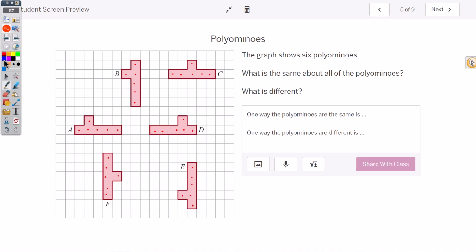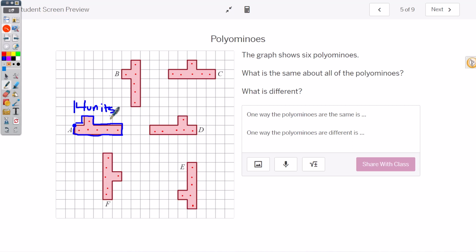Let's take a look at their perimeter. So if I were an ant crawling around the outside of this figure, let's start with figure A. I'm going to start at this corner. Let's count up how many units of perimeter there are here. There's 1, 2, 3, 4, 5, 6, 7, 8, 9, 10, 11, 12, 13, and 14. So the perimeter of this one is 14. So this one has 14 units around.